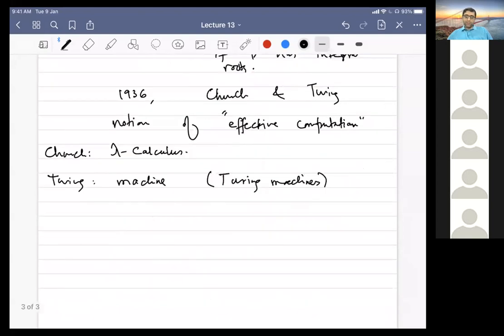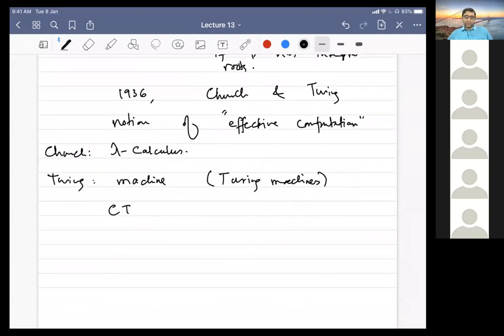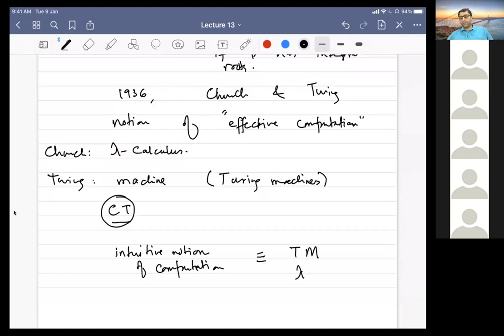So what this Church-Turing thesis tells us is that everything that can be computed, everything that we know about computation, equals Turing machines and algorithms. So we say that this Church-Turing thesis says that the intuitive notion of computation is the same as, by definition, Turing machines, okay, or lambda calculus.